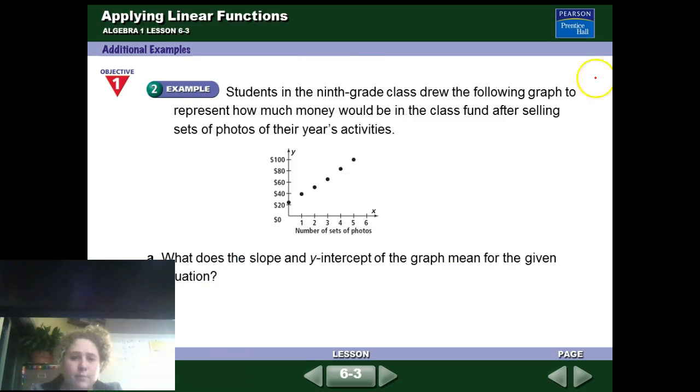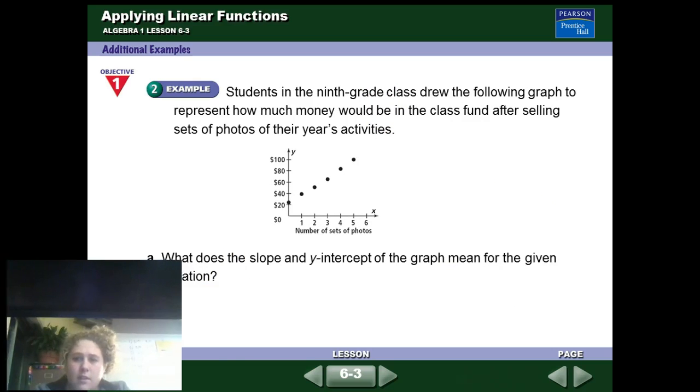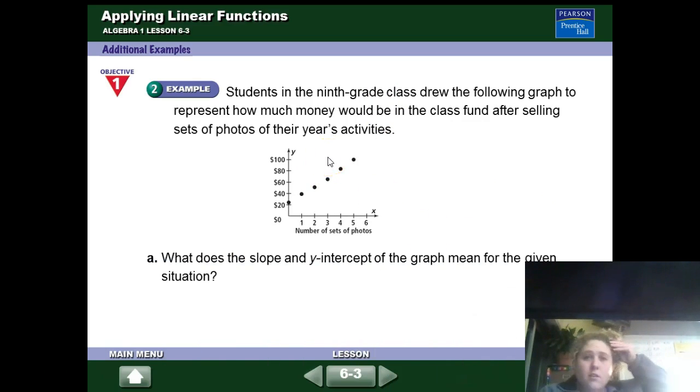Your next problem here is: students in a 9th grade class drew the following graph to represent how much money would be in the class fund after selling sets of photos of their year activities. My first question here says, what does the slope and y-intercept of the graph mean for the given situation? So first question, slope means what? And my y-intercept, which is b, means what for this situation? So take a moment, pause the video, and figure out what this means.